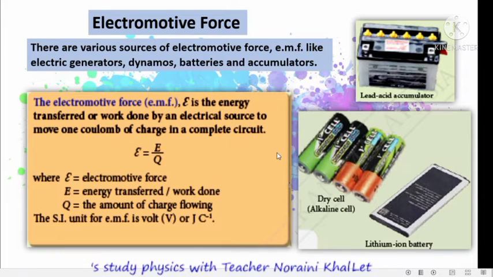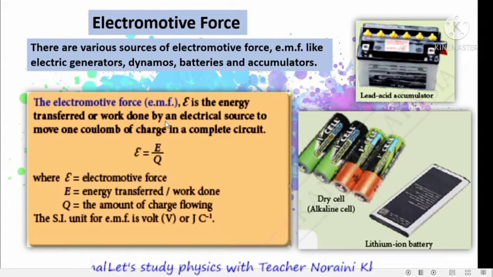What is electromotive force? There are various sources of electromotive force, EMF, like electric generators, dynamos, batteries, and accumulators. Or we can say voltage source. The electromotive force EMF, E, is the energy transferred or work done by an electrical source to move 1 coulomb of charge in a complete circuit.